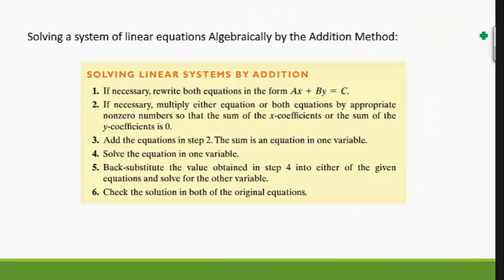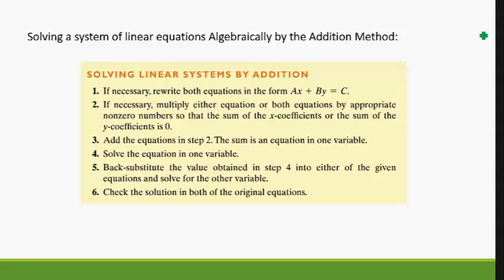Okay, now we can also solve this by the addition method. This is often called the elimination method as well. So step 1, if necessary, rewrite both equations in the form ax plus by equals c. And then, if necessary, multiply either equation or both equations by appropriate non-zero numbers so that the sum of the x coefficients or the sum of the y coefficients is 0. Add them, solve the equation, back substitute. And that back substitute part is the same thing we did in the previous problem.